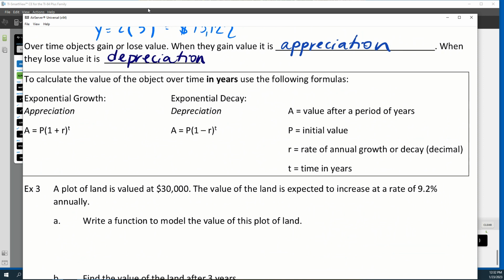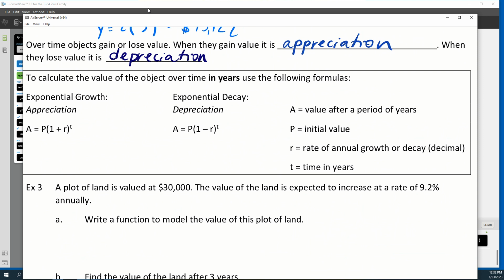So if something appreciates or gains value, this is the formula we're going to use. A is the amount after a certain number of years. P is the initial amount, just like the other ones. The first thing after the equal sign is the initial amount. R is the rate of growth or decay as a decimal, so we need to talk about that. And on both of these formulas, your time is going to be in years.